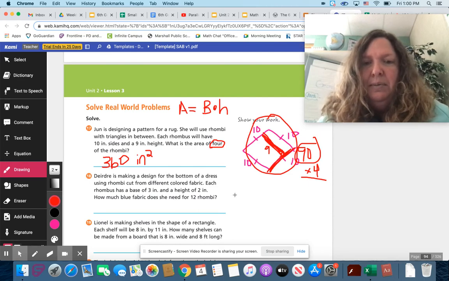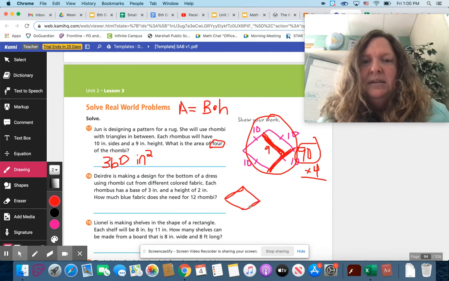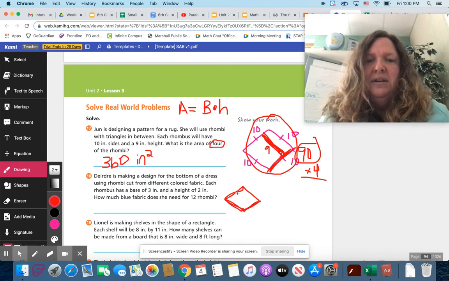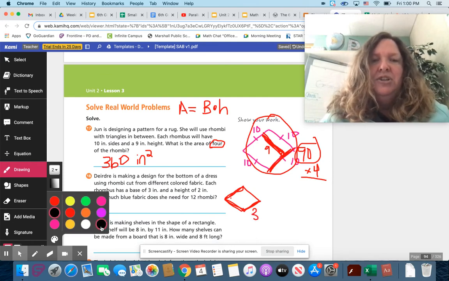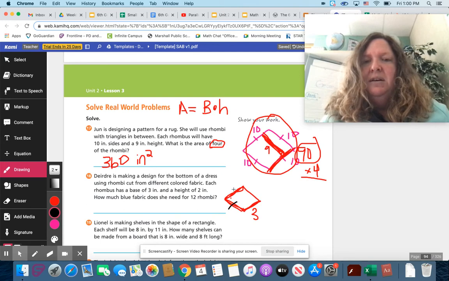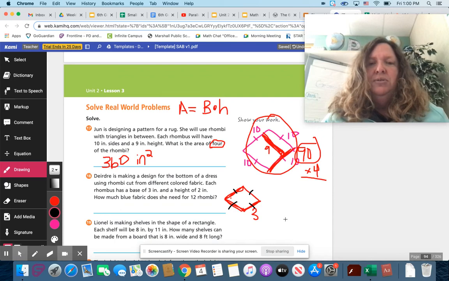So here we go. Remember, it is kind of like a squished out square. So the lengths are the same, but the angles are a little bit different. It's not quite 90. There it is. Okay. So a squished out square. There it is. All right. Each rhombus has a base of 3. There we go. I'm going to go ahead and put in my crosshatches because I want to remind myself all of these sides are the same. If one base is 3, all of the sides are 3.